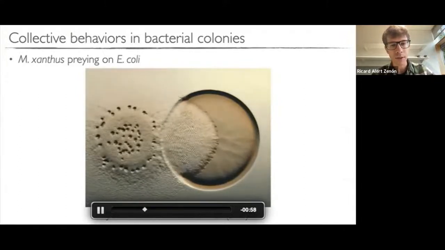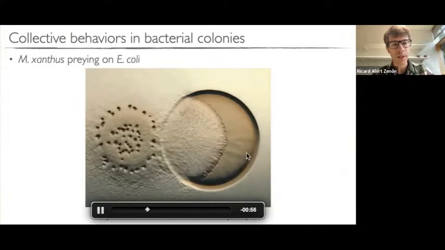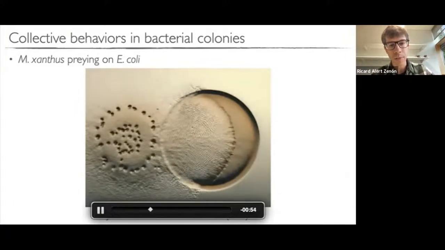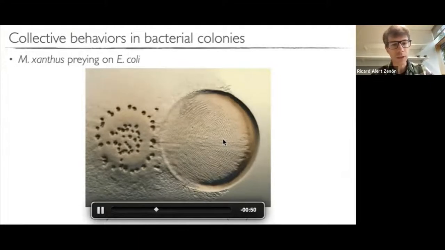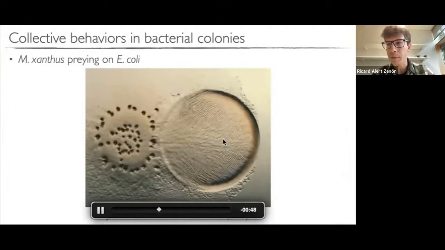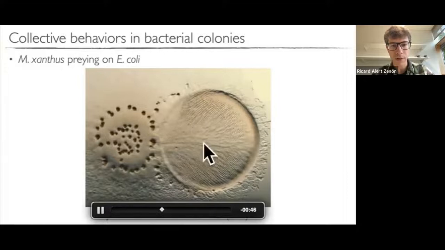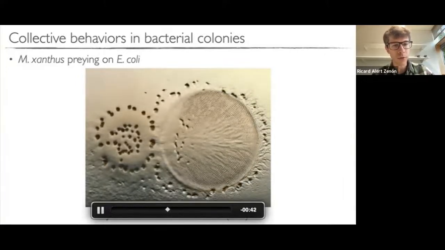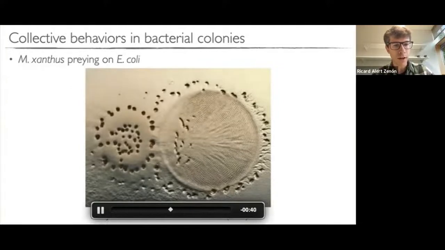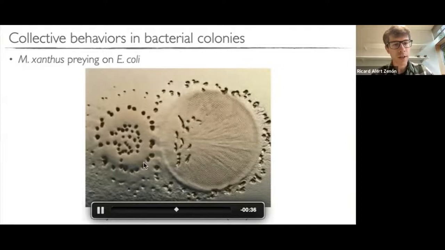And this is a colony of E. coli. What's happening here is that the Myxo cells are actually preying on the E. coli as they go. They are eating them. And in doing so, they are forming a number of collective behaviors, such as the ripples that you see here on the right-hand side. And then the Myxo cells that are left behind without food form these dark spots. And that's precisely what I want to focus on today.